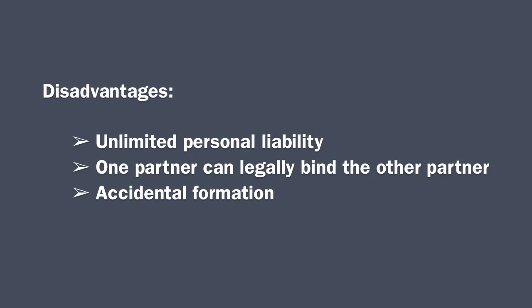Secondly, one partner can legally bind the others. When one partner takes action in the name of the business, the other partners are legally bound by such action. Therefore, each partner is personally responsible for the acts of other partners who act in the name of the business. Thirdly, a partnership can be accidentally formed. If 2 or more persons meet the definition of a partnership, then they're bound by partnership laws.